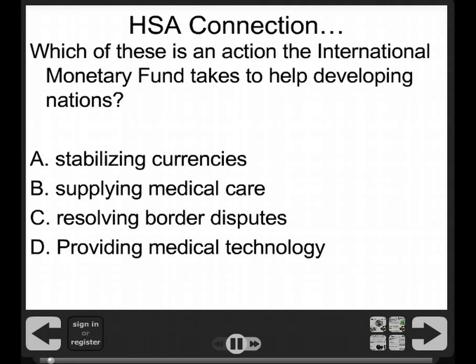Let's do a practice question with the information that we've learned so far. Which of these is an action the International Monetary Fund takes to help developing nations? Is it A, stabilizing currencies, B, supplying medical care, C, resolving border disputes, or D, providing medical technology? Take 1 minute and think about the answer.